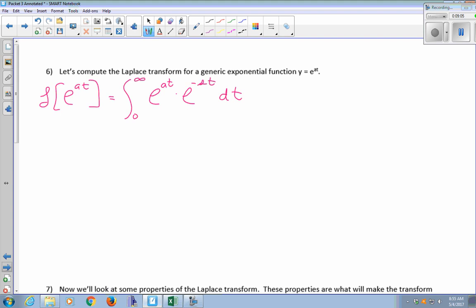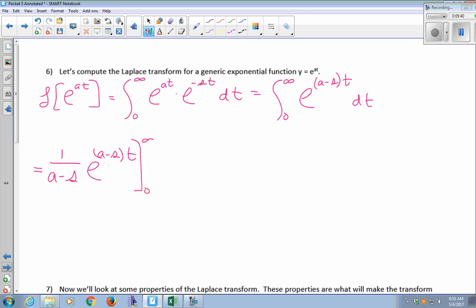So these are multiplying like bases. I'm going to add the exponents. So this is e to the (a minus s)t dt. And then take the antiderivative of e to the (a minus s)t. So this is e to the (a minus s)t, and then times 1 over a minus s to sort of counteract the chain rule. And I have to evaluate that from 0 to infinity.